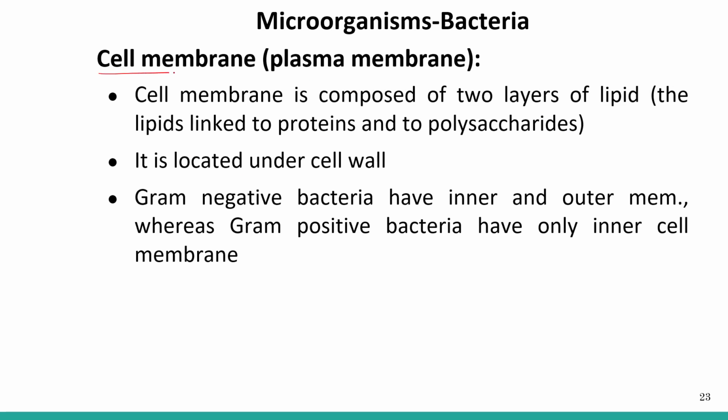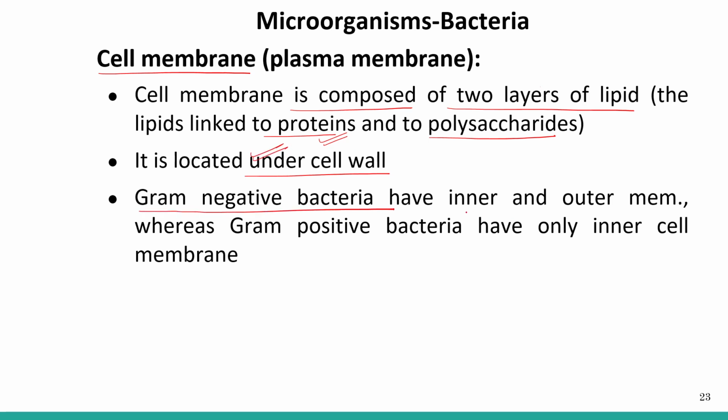Next is the cell membrane. Okay, so the cell membrane is composed of two layers of lipid. The lipid is linked to proteins and to polysaccharides. So we also know that a two-lipid layer, or bilayer, is present. Okay, and some linked proteins are present. Okay, it is located under the cell wall. That is the position of the cell membrane, under the cell wall.